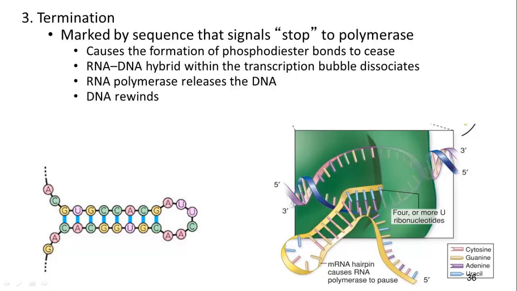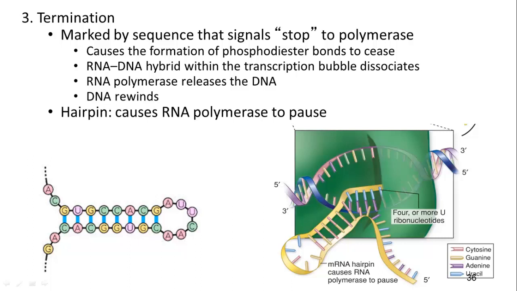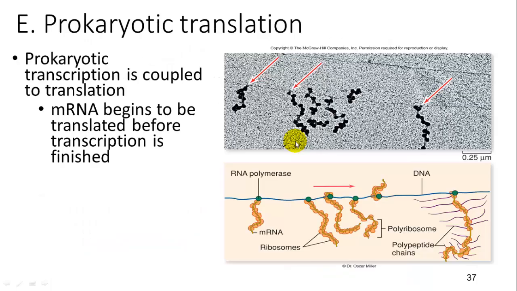Finally, termination occurs, and that's marked by a stop sequence. Phosphodiester bonds are no longer formed between the nucleotides. Then the RNA-DNA hybrid, where they're bound together, starts to dissociate. The RNA polymerase then releases the DNA, and the DNA rewinds. Some of these RNA pieces, which would be one long piece, will have bases that bind to each other, just like the double helix of the DNA, but much smaller. They make structures called hairpins, and the hairpins help them to release.